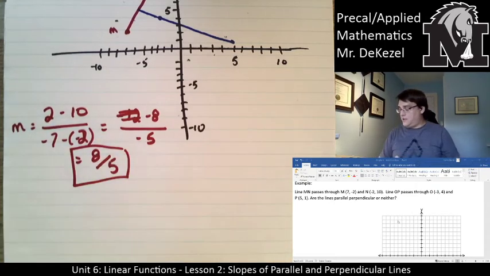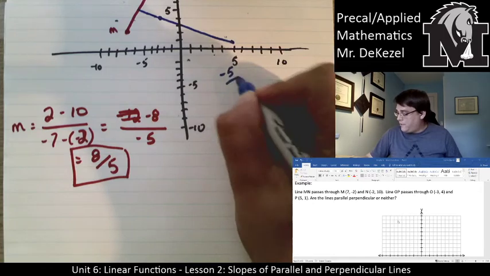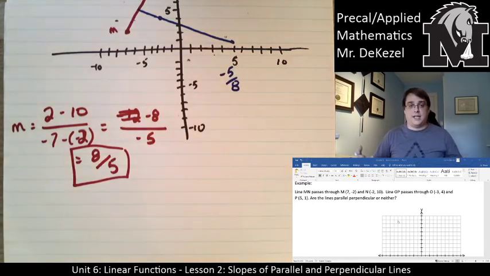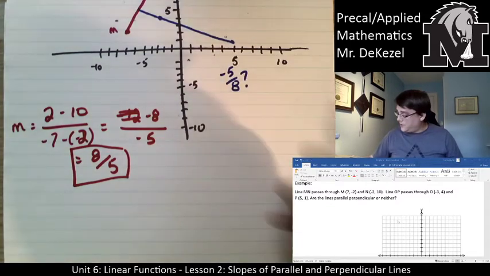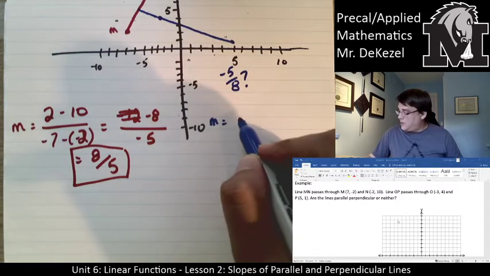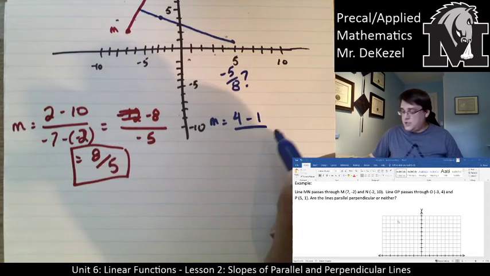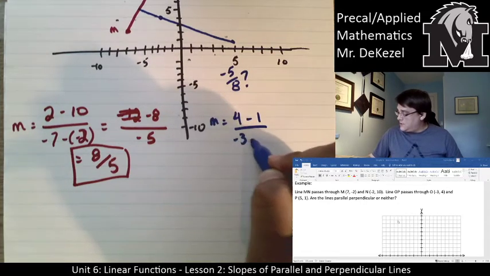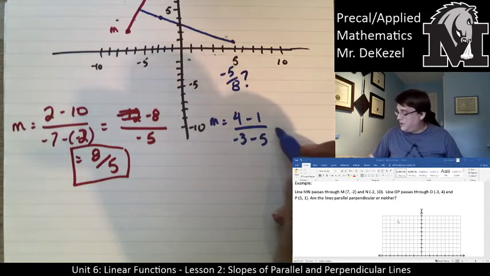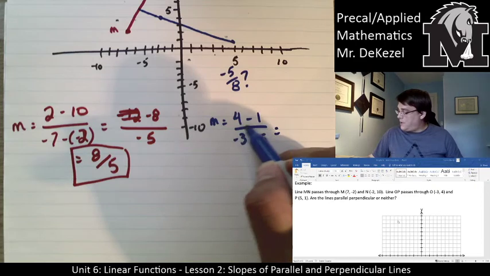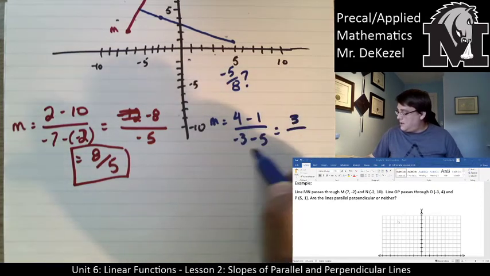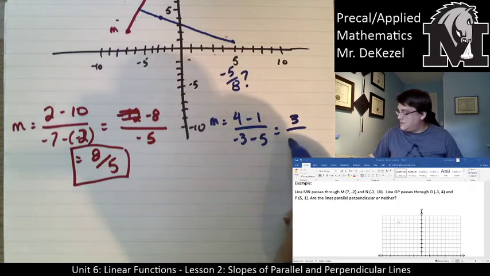Okay, let's find out if the slope of OP is the negative reciprocal. So if it is, in fact, a perpendicular line, we are looking for a slope of negative 5 over 8. I flipped over the fraction, and I made it negative. Is that what it is? Let's find out. So slope is equal to y2, which is 4, minus y1, which is 1. x2 is minus 3, minus 5 is x1. So that is, let's see, 4 minus 1 is 3. And negative 3 minus 5 is negative 8. We're left with negative 3/8.